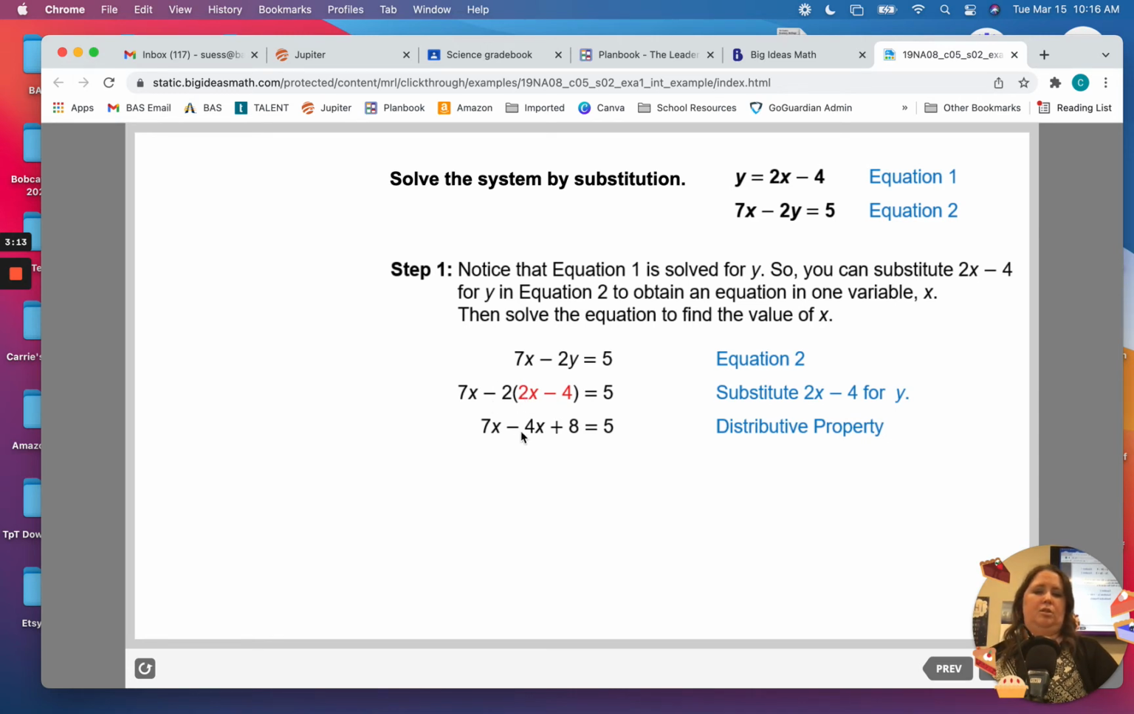Negative 2 times 2 gave me negative 4. Negative 2 times negative 4 gave you positive 8. Everybody got this? I'm waiting. Just making sure we have it.